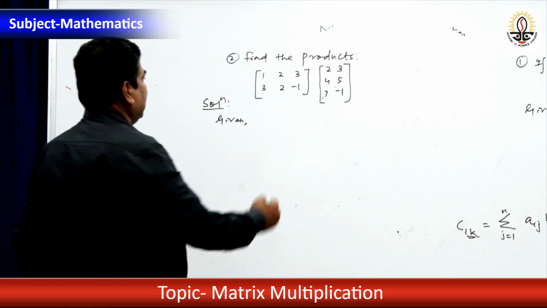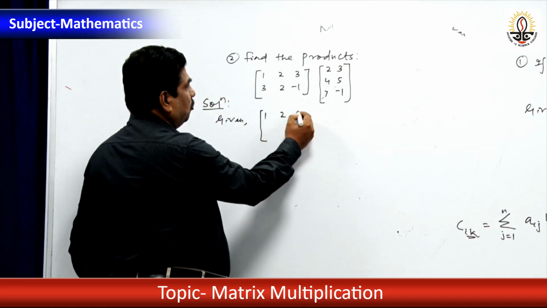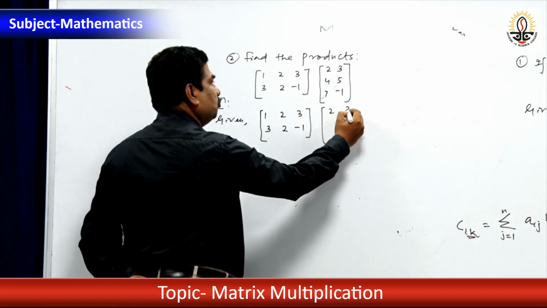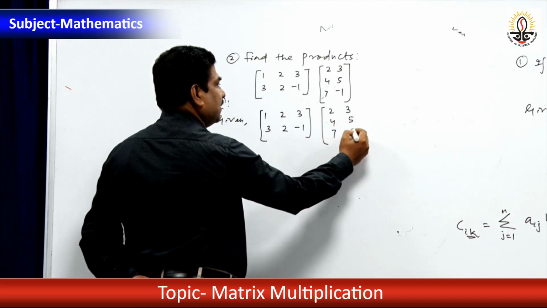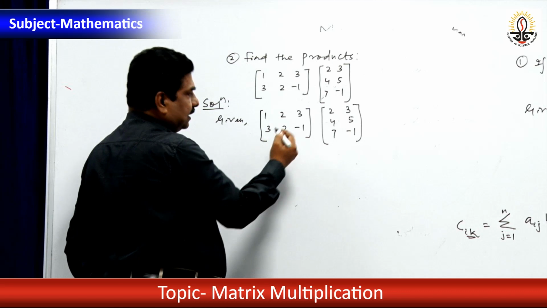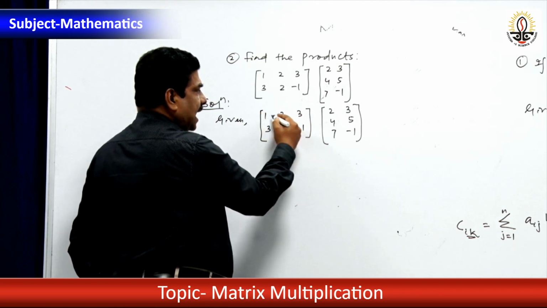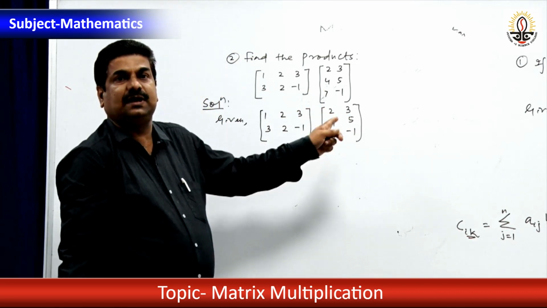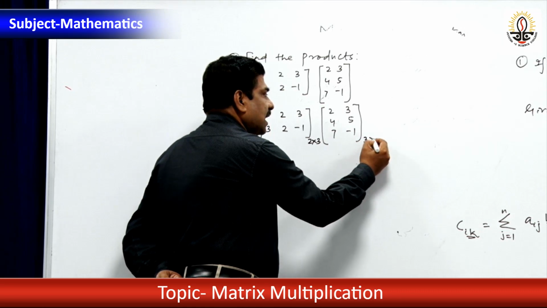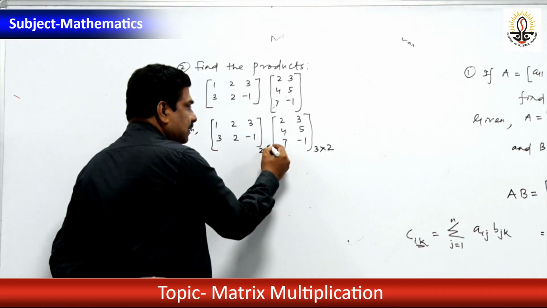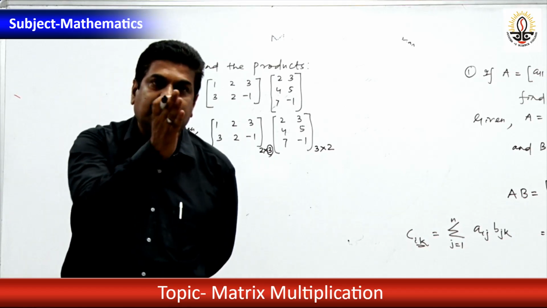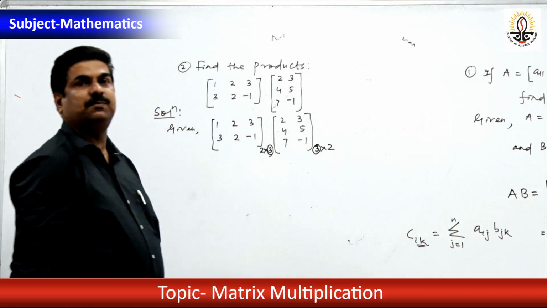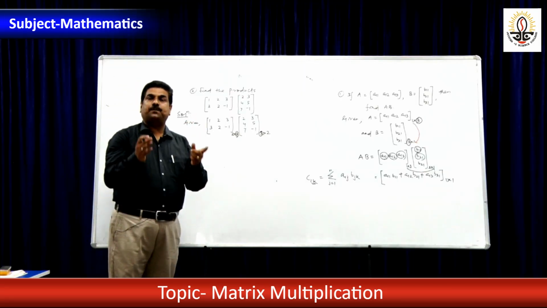Here given is 1 2 3 3 2 minus 1 into 2 3 4 5 7 minus 1. In the first case, dear, you see this is a matrix. It has 2 rows and 3 columns. In the second case, again you see this is 3 rows and 2 columns. First you see the number of columns of the first matrix is equal to the number of rows of the second matrix. Then only matrix multiplication is conformable and the product is defined.